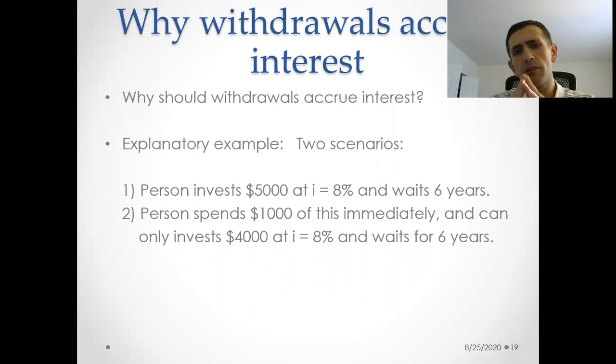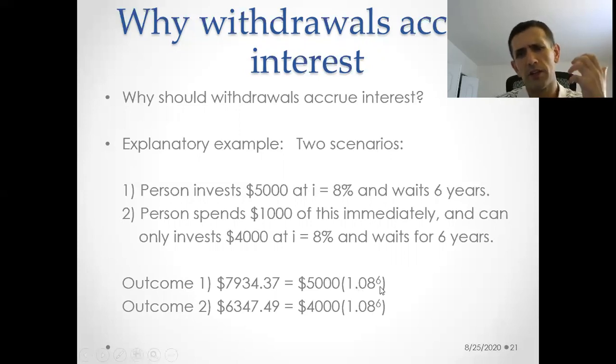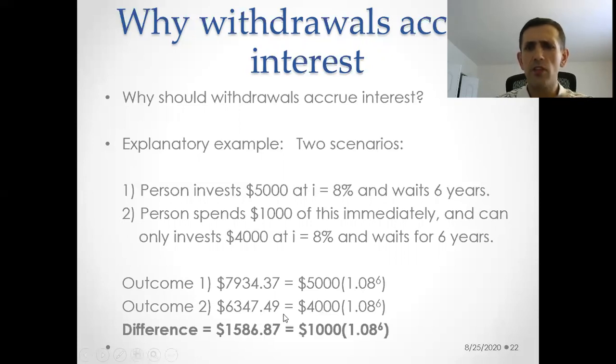Okay. Again, one perspective is that the $1,000 that you withdrew is money that would ordinarily sit in the account for 6 years and accrue interest. So let's just see exactly that at work. In the first outcome, you have roughly $7,934.37. And of course, it's just 5,000 times 1.08 to the sixth, nothing very subtle there. And the second outcome is 4,000 times 1.08 to the sixth. That's $6,347.49. So the difference is most emphatically not $1,000. It's quite a bit more than $1,000. It's $1,586.87.